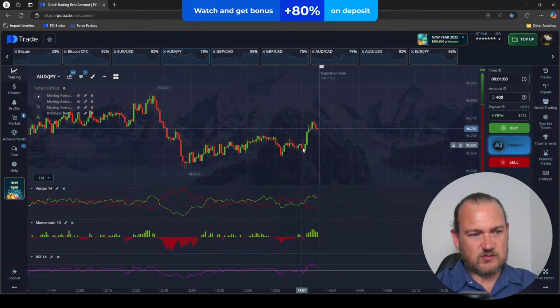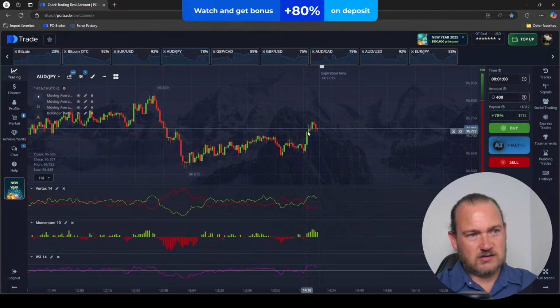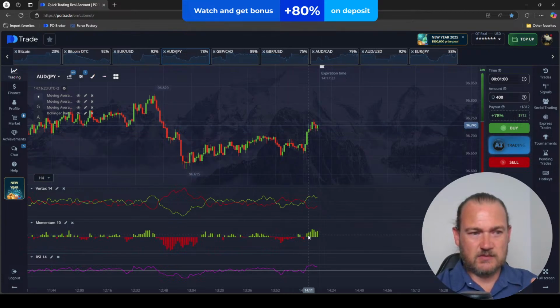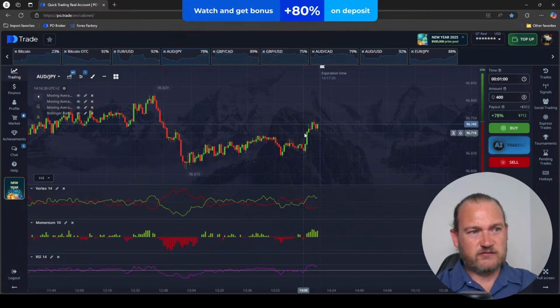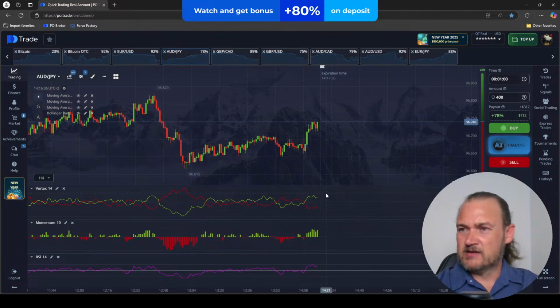Here's another nice example. RSI was bearish, and as soon as it crossed on that candle there, we had an increase in the momentum. The RSI went bearish. And if we took a 5-minute trade anywhere on this candle, 1, 2, 3, 4, 5, we had a good trade.